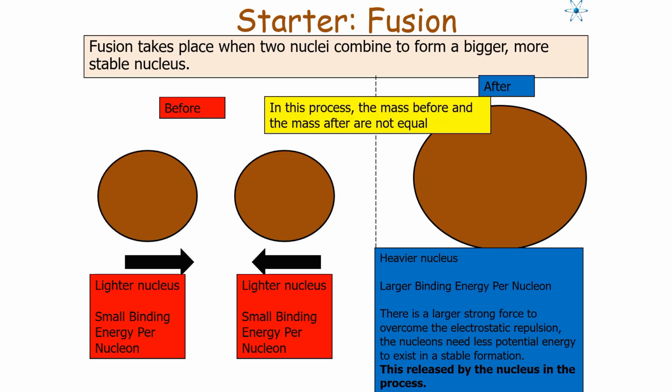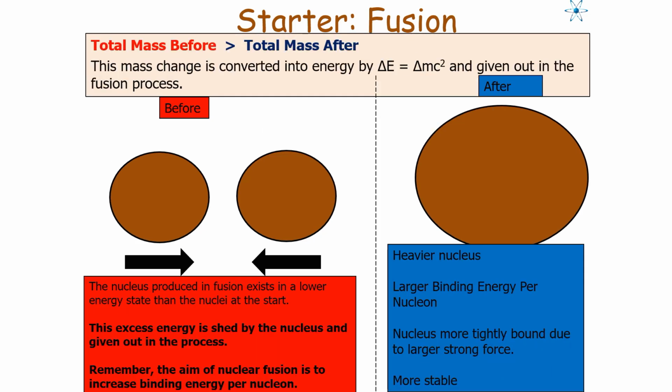from the nucleus in this process. So we can say that in this process the mass before and the mass afterwards are not equal. The total mass of the two smaller nuclei before is greater than the total mass of the one nucleus afterwards. So this mass change is converted into energy by our equation ΔE = Δmc², and is given out in the fusion process.